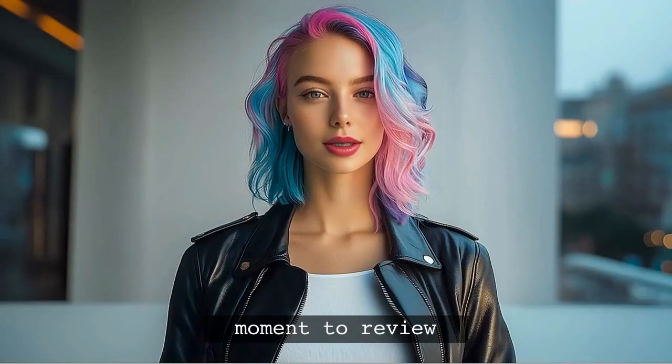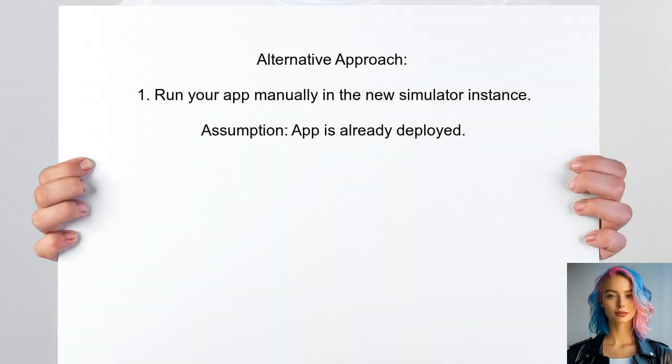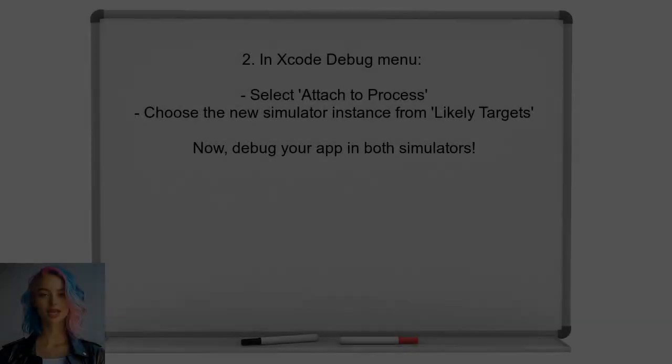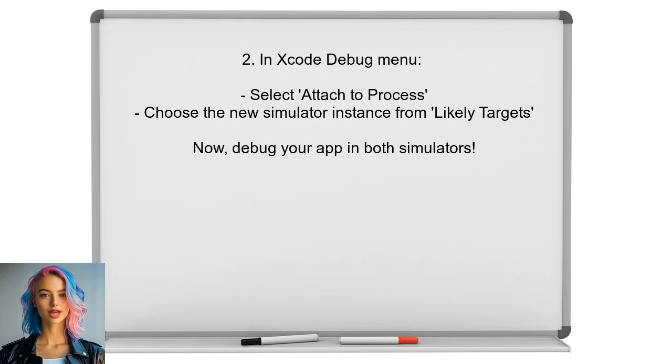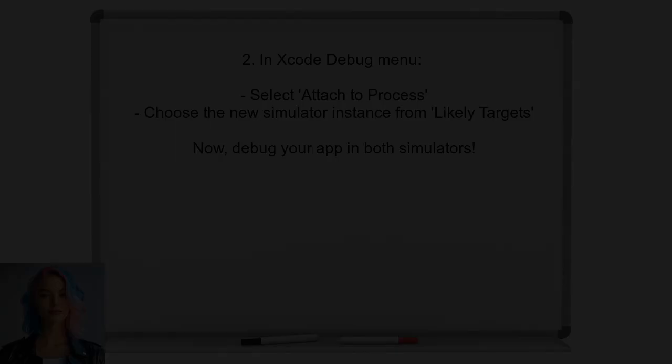Let's take a moment to review another user's answer. An alternative approach to running multiple simulators in Xcode 9 involves a few manual steps. First, run your app manually in the new simulator instance, assuming it has already been deployed to that device and iOS version. Next, go to the Xcode debug menu and select Attach to Process. From there, choose the simulator instance you just launched from the list of likely targets. This way, you can run and debug your app in both simulators simultaneously.